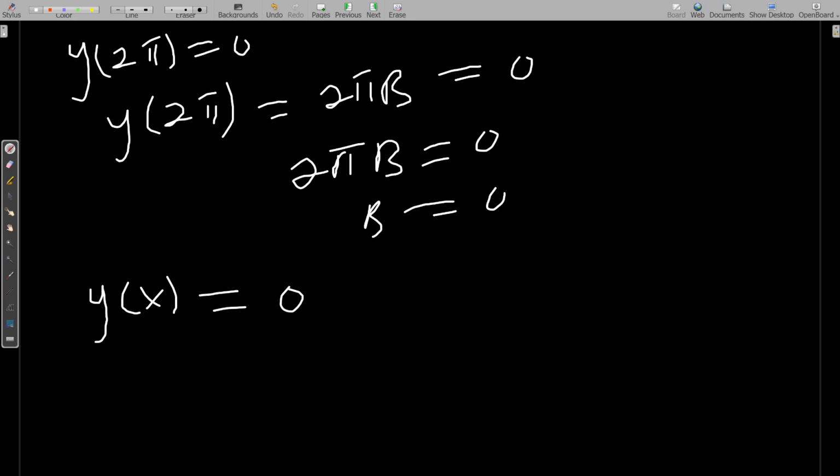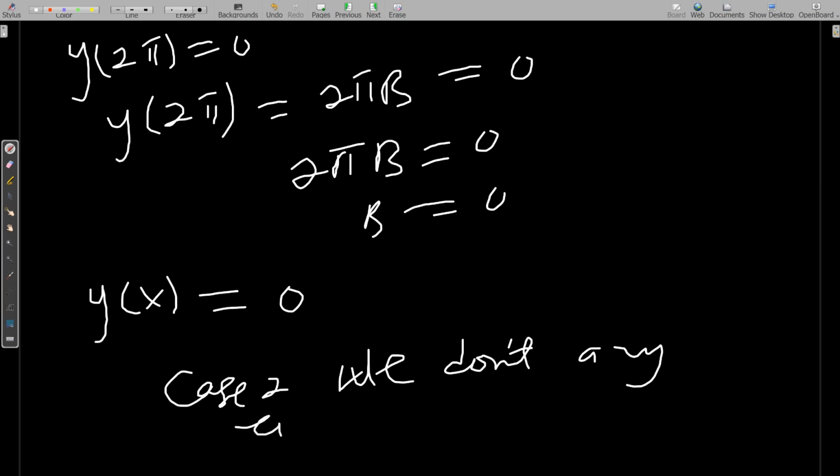Using the boundary conditions, we've gotten the trivial solution, meaning that for case 2, we don't have any eigenvalue or eigenfunction, because only the trivial solution exists. We have no eigenvalues and eigenfunctions for this.